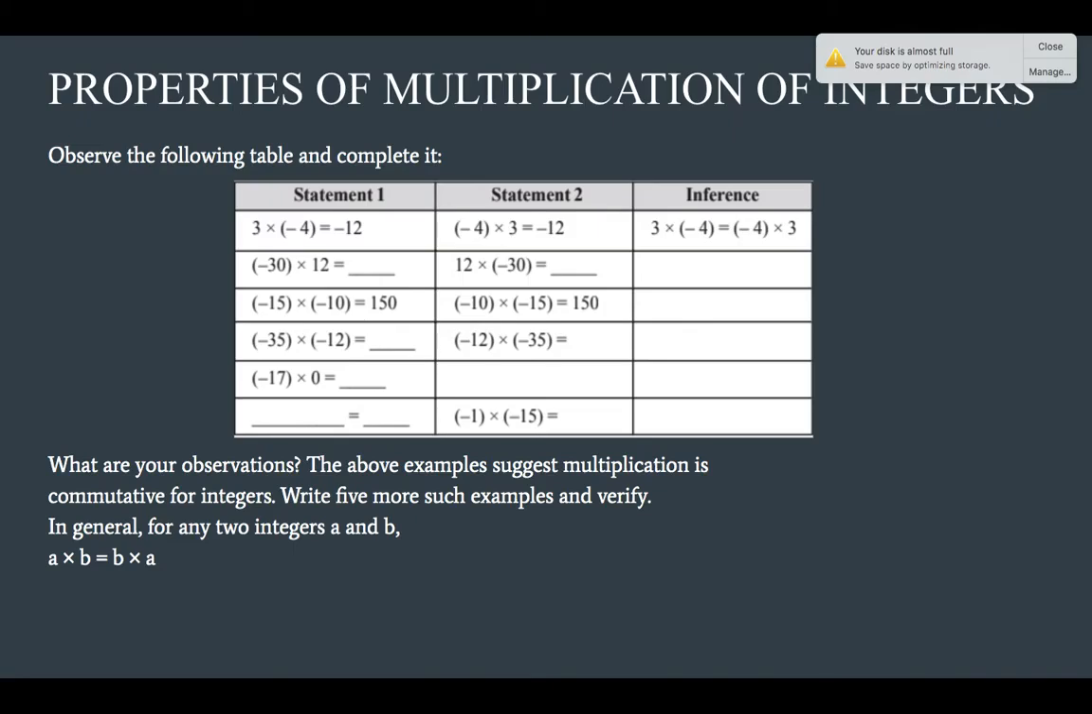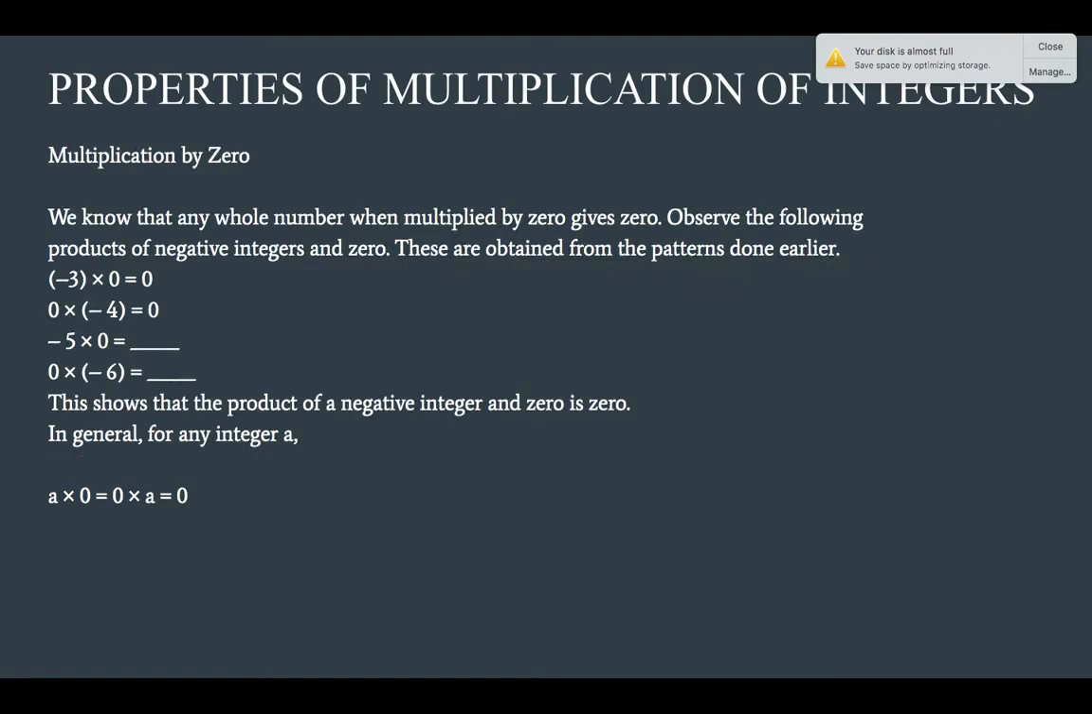So integers are also commutative under multiplication by 0. We know that any whole number when multiplied by 0 gives 0, and similarly any integer multiplied by 0 will also result in 0. Negative 3 into 0 is 0, 0 into negative 4 is 0, 5 into 0 is 0. So in general we can say for any integer a that a into 0 is 0 into a is equal to 0.